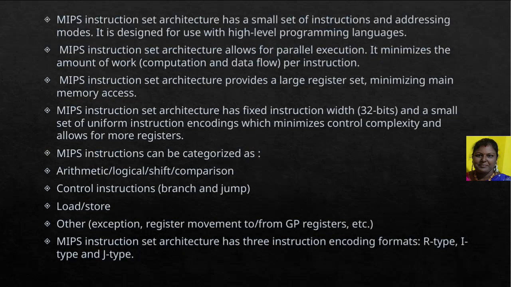It's built around simplicity, a small set of instructions and addressing modes designed to work smoothly with high-level programming languages. MIPS supports parallel execution, cutting down the work each instruction has to do. It also offers a large set of registers, which means less need to access slower main memory. All instructions are a fixed 32 bits wide, with uniform encoding. This keeps control logic simple and lets us use more registers.